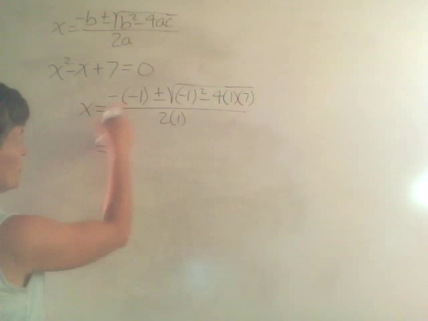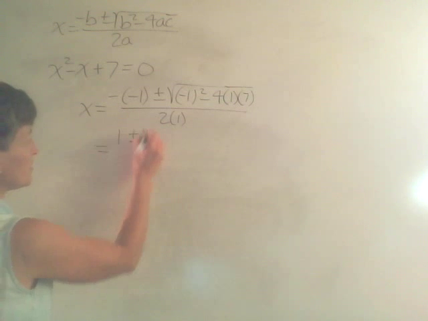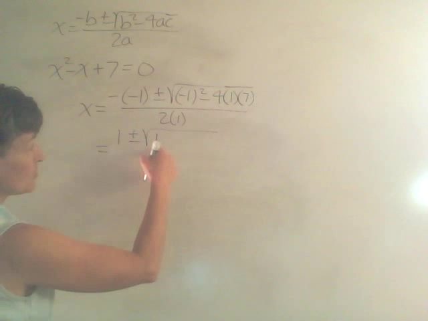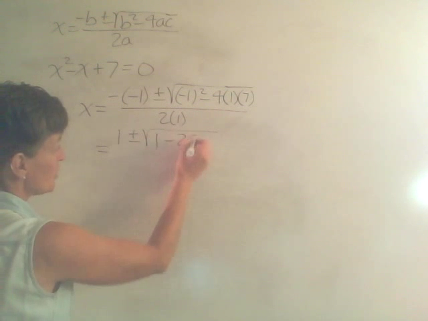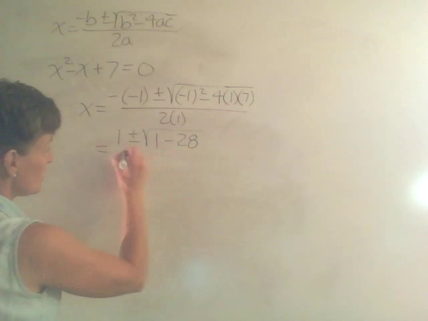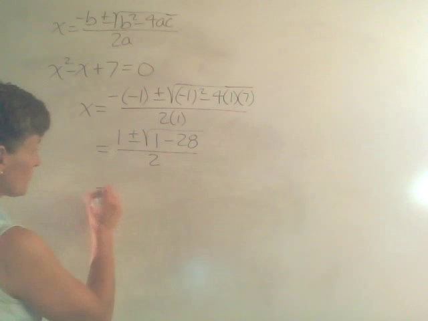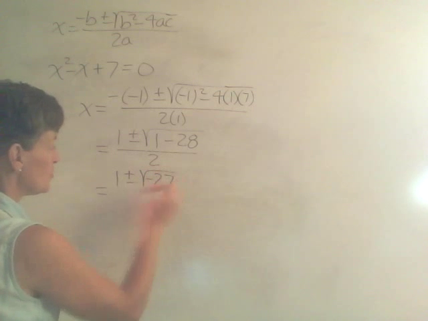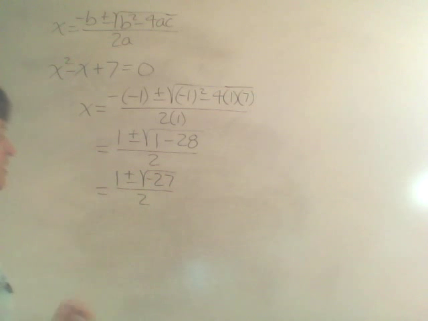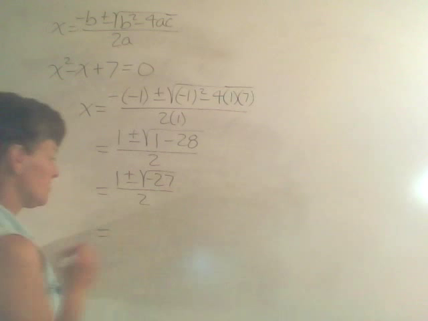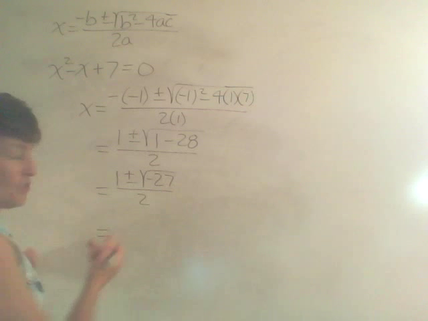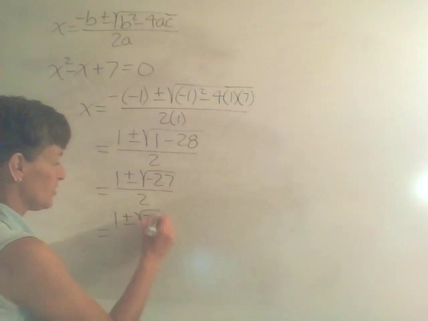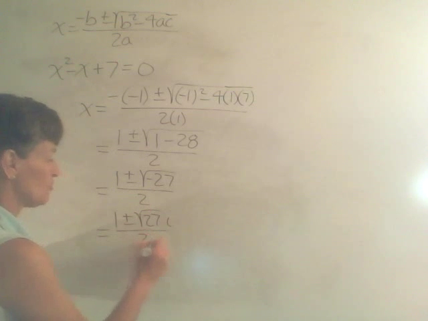Well, when I do the math here, I get positive 1 here, but under my square root sign, I've got 1, negative 1 squared is positive 1, minus 28. So you see, we're going to have a little problem right here. We're going to end up with a negative number under my square root sign. All right, so like I said, this is going to be an imaginary number. So we can write this as 1 plus or minus the square root of 27i over 2.